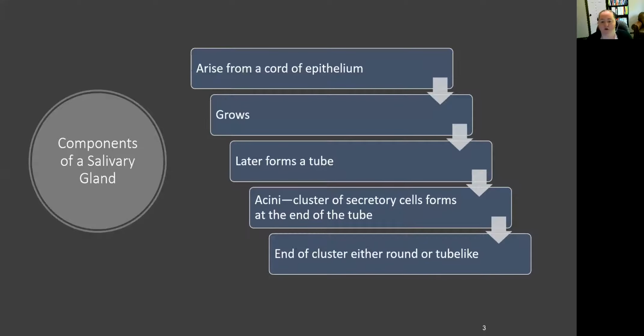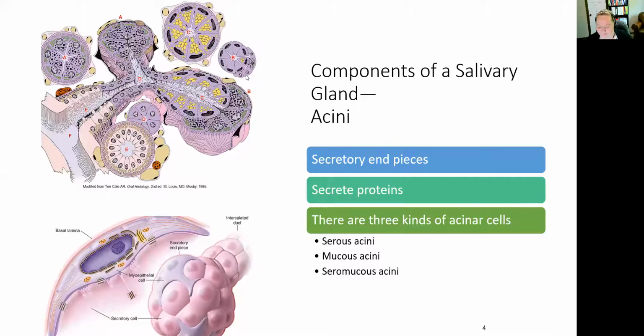All right, so components of salivary glands. Oh, gotta let a couple people in, I think, here. Oh, chat. Oh, thank you for redoing attendance for me, you guys. You guys are amazing. All right. Oh, I went back. I didn't mean to.